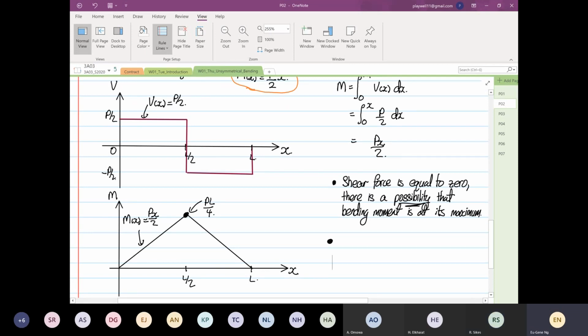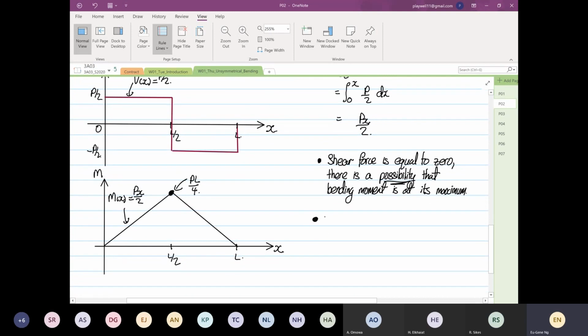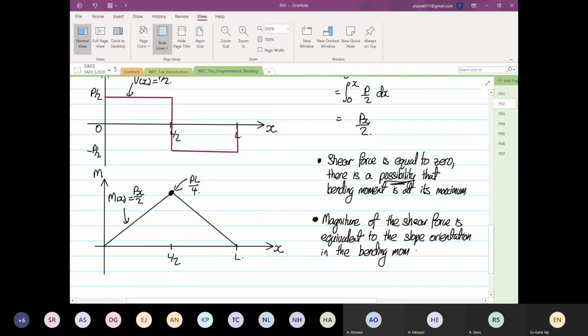Well done. Okay, so I'm going to write this down. So the magnitude of the shear force is equivalent to the slope orientation in the bending moment diagram.